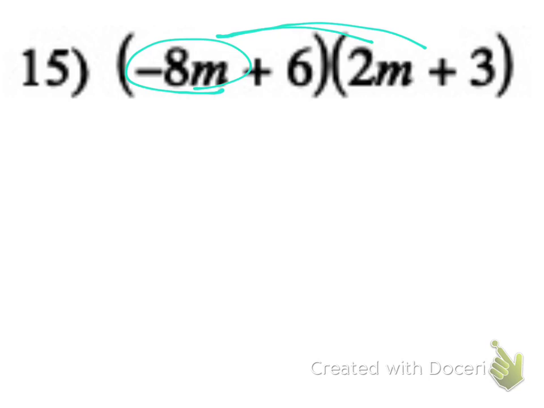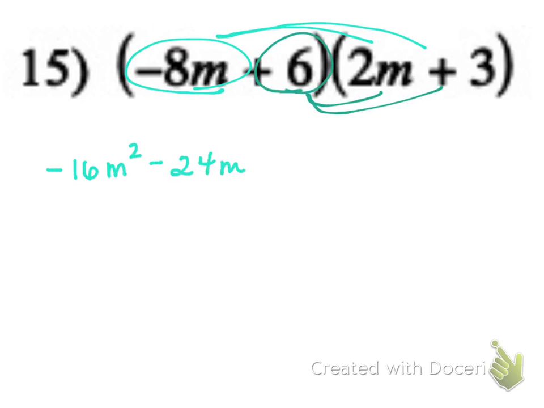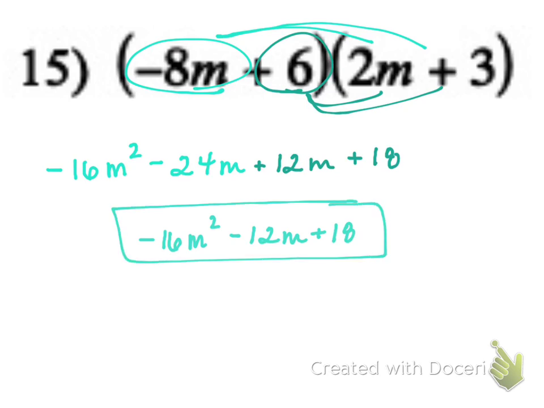I need to distribute my negative 8m to both terms. Once I do that, I can distribute my positive 6. And again, combining like terms, the only like terms are in the center, this negative 24m and positive 12m. So that's all I have to combine.